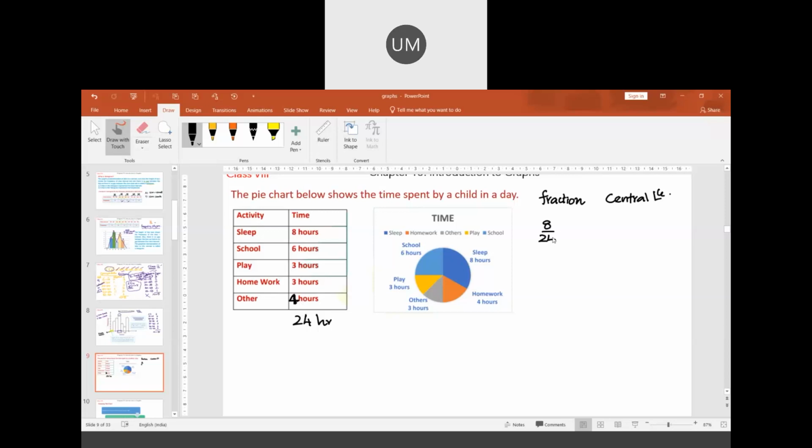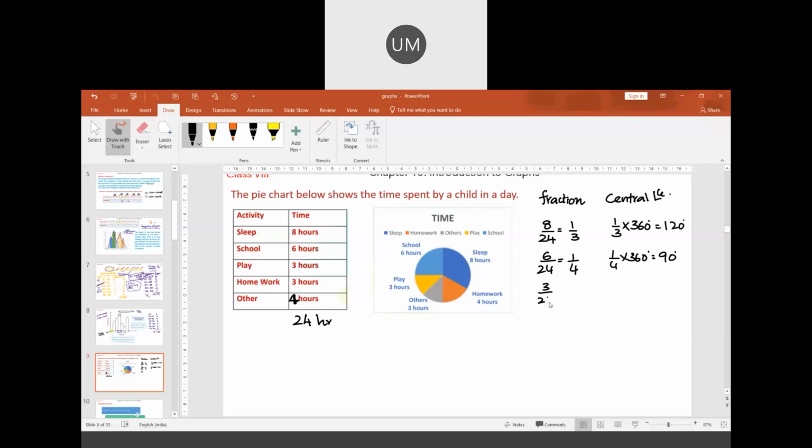So 8 by 24 will give a fraction 1 by 3. The central angle is 1 by 3 multiplied by 360, which is 120 degrees. For school, 6 by 24 is 1 by 4, and 1 by 4 into 360 is 90 degrees.